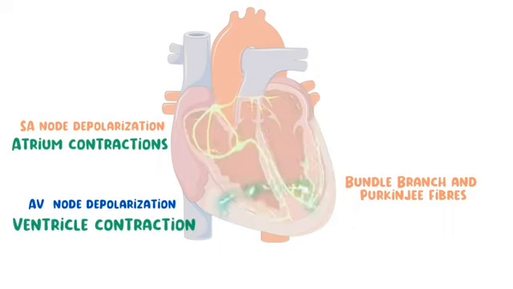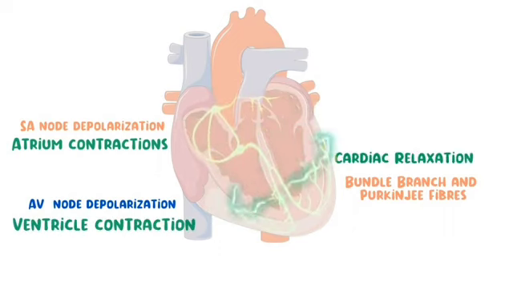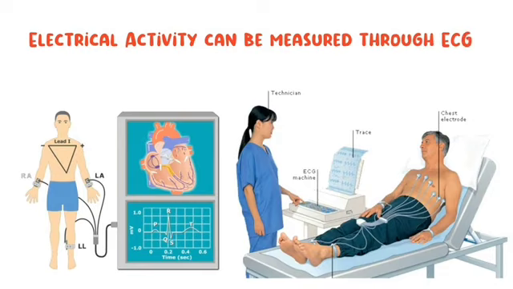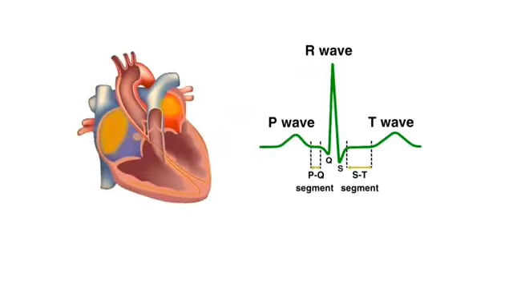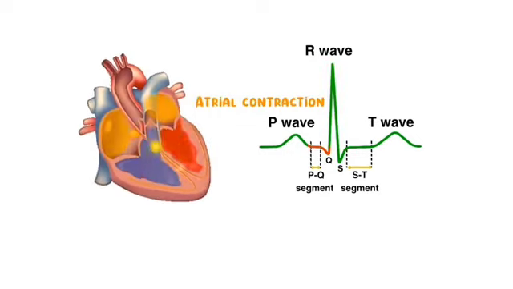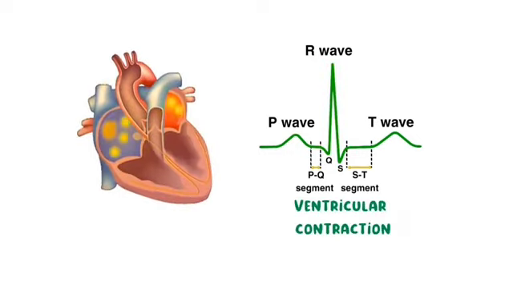This electrical activity of the SA node and AV node can be measured with the help of an ECG. Here we can see SA node depolarization causes the P wave, AV node depolarization causes the QRS wave, and complete cardiac diastole causes the T wave.